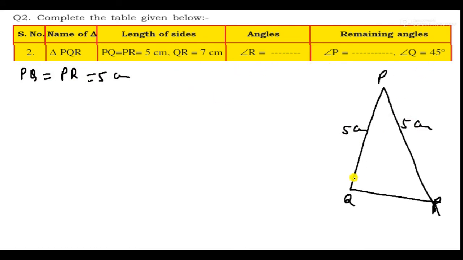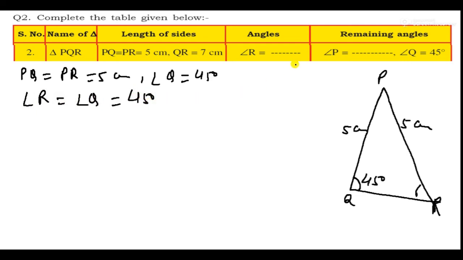Angle Q is given, it is 45 degree. As you know, two sides are equal, so two angles are also equal. The opposite angle of this side is equal to this one. So angle R is equal to angle Q, which is how much? It is 45 degrees. So you can write here angle R is 45 degree.